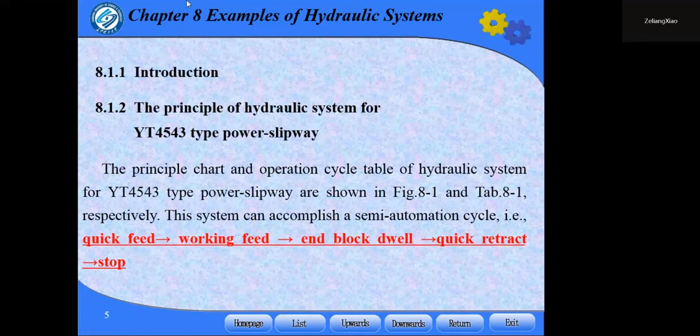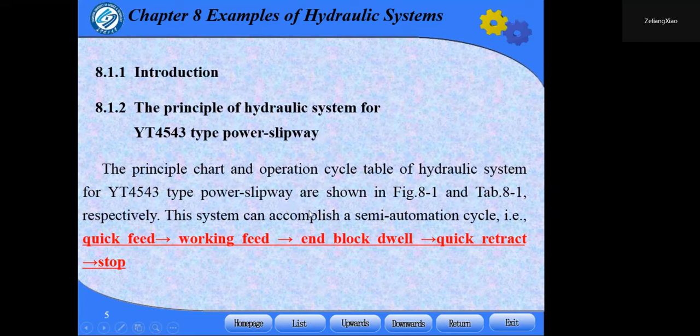Combined machine tools, and we can learn about the principle of the hydraulic system for YT4543 type power slipway. The principle chart and the operating cycle table of the hydraulic system for YT4543 type power slipway are shown in figure H21 and table H21 respectively.